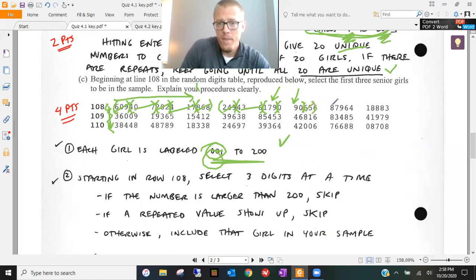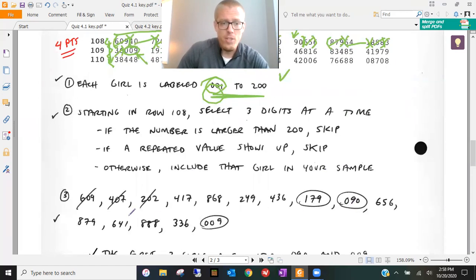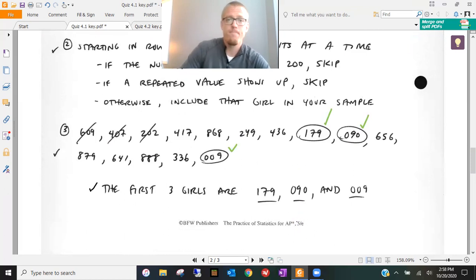656, no good. 879, no good. 641, no good. 883, no good. 336, no good. 009, good. So there's how I did that in order. I just keep following down into the next line, just like that. And I showed it here marked out very clearly. These are the first 3 girls who would be selected for my sample, okay? If you have any questions about that, please don't hesitate to ask.